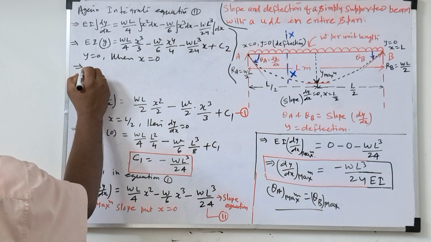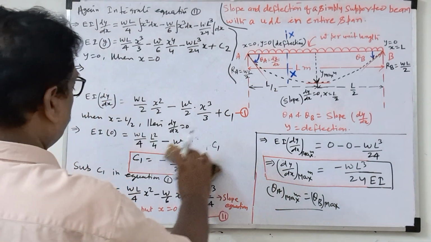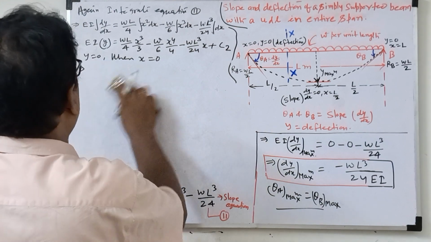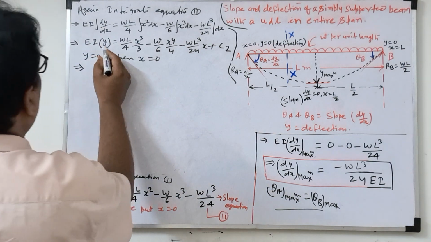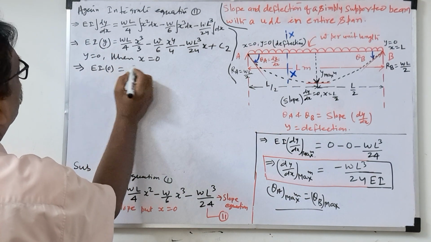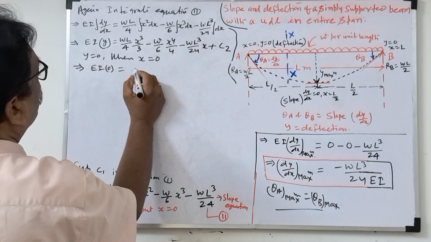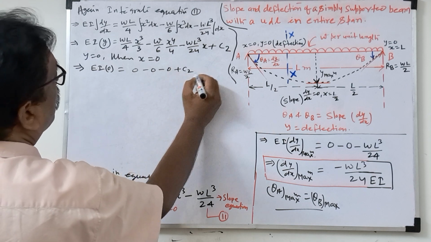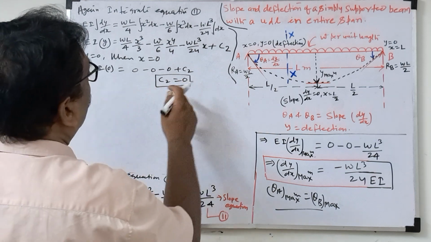So what will we get in these equations now? Now what we'll do? Y is equal to 0. So EI times 0 is equal to, with x equal to 0. So what will we get here? Everything is x. So 0 minus 0 minus 0 plus C2. So C2 will be 0.